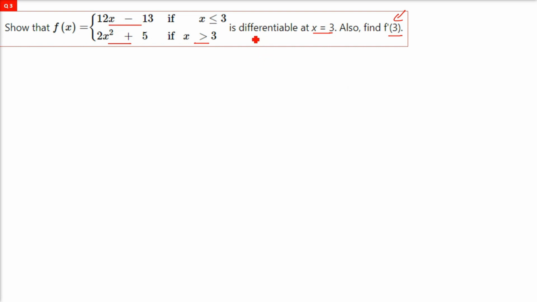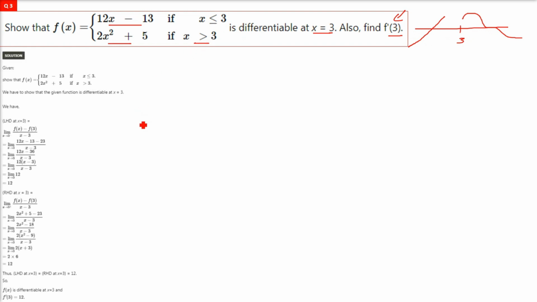So differentiability, continuity, all are related. So this is the point 3. Now before that 3 value, the function will be simply 12x minus 13. So this is an equation of a line. So this can be a line, you can make any line just to understand. And there will be 2x square plus 5, there is a function when x is greater than 3. So when you are below 3, you have to use the function 12x minus 13. When you are above, you have to use 2x square plus 5.